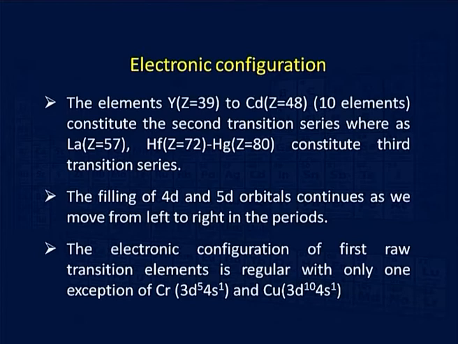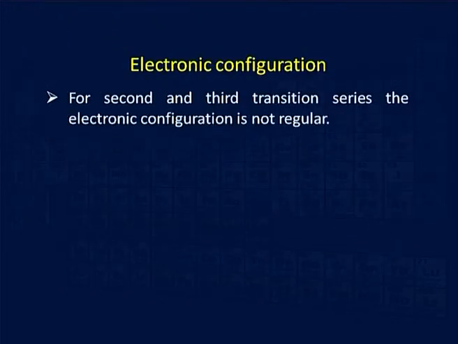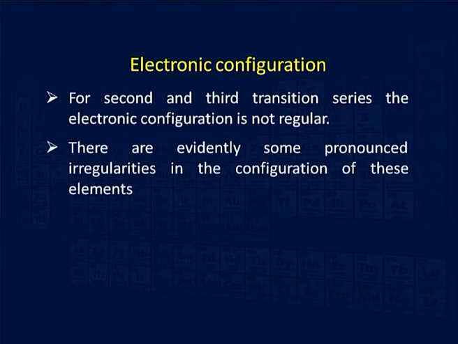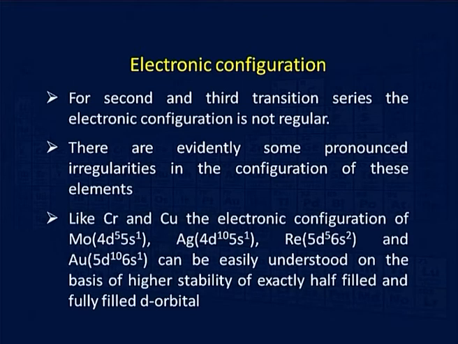The electronic configuration of the first row transition elements is quite regular, and the 3d orbital is successively filled by 1 electron, except in chromium and copper, which have an anomalous electronic configuration. For the second and third transition series, this regularity in the electronic configuration is not found. There are evidently some pronounced irregularities in the configuration of these elements.